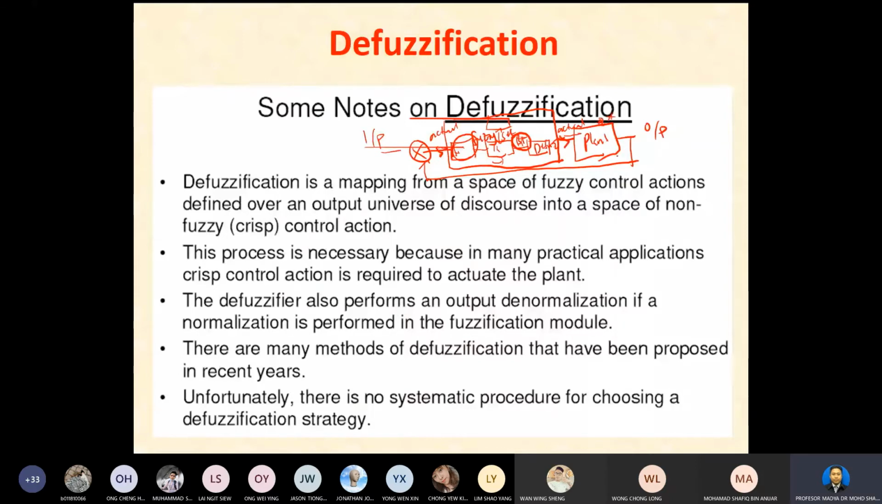Okay, what is the Z value that enters our system? That is the process of defuzzification. The defuzzifier also performs an output denormalization if the normalization is performed in the fuzzification module. Before this, on the MATLAB software we used in 2006. Now we have the latest one, the advanced MATLAB 2019, 2020.